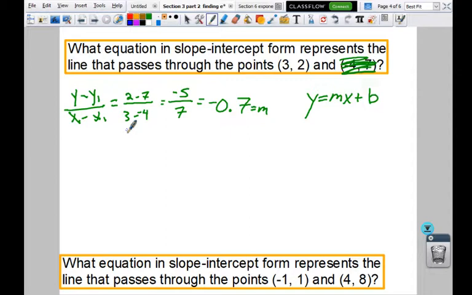I'll give you a couple more minutes. Find b. Then we're going to go over it together. You guys are going to help me out. After that, we'll see how much time we have left.